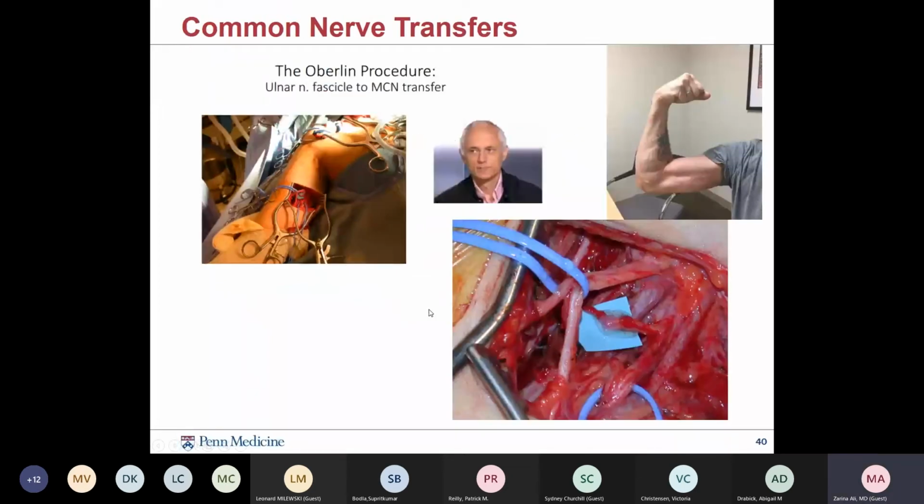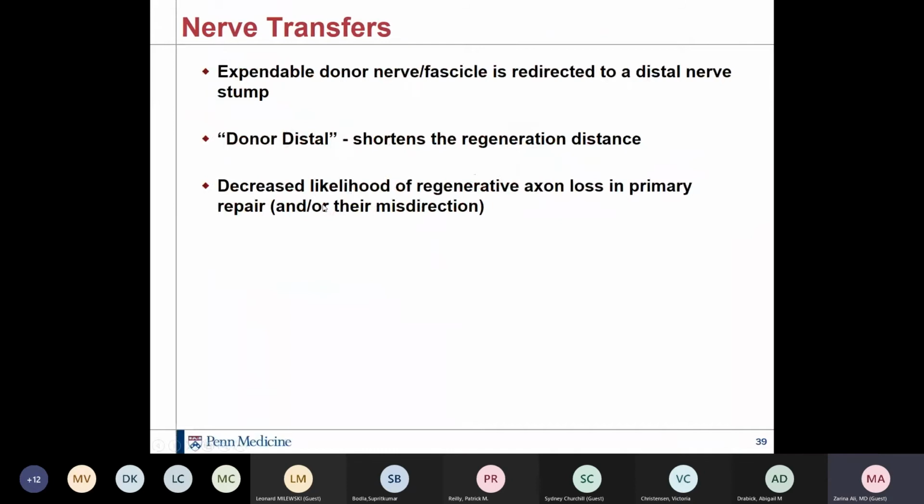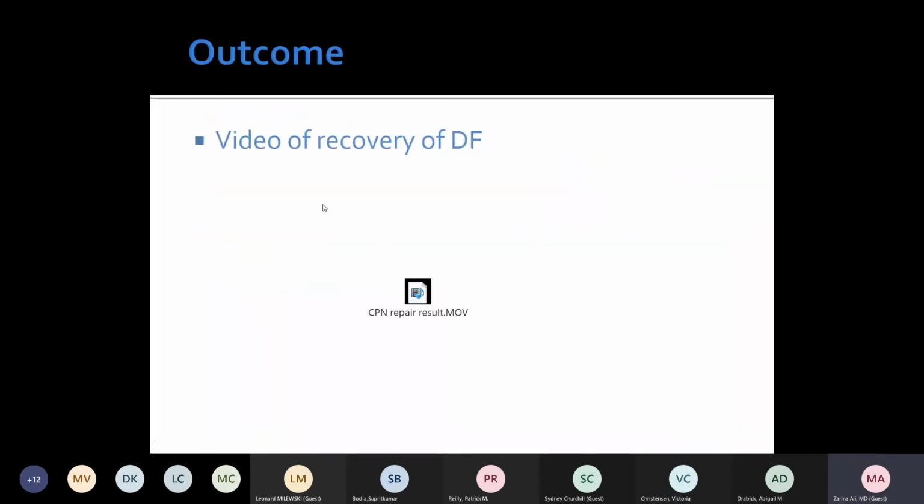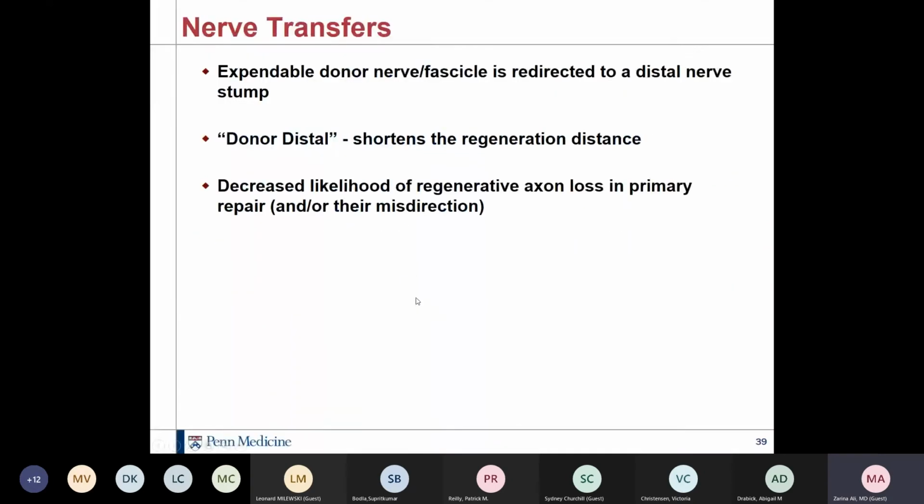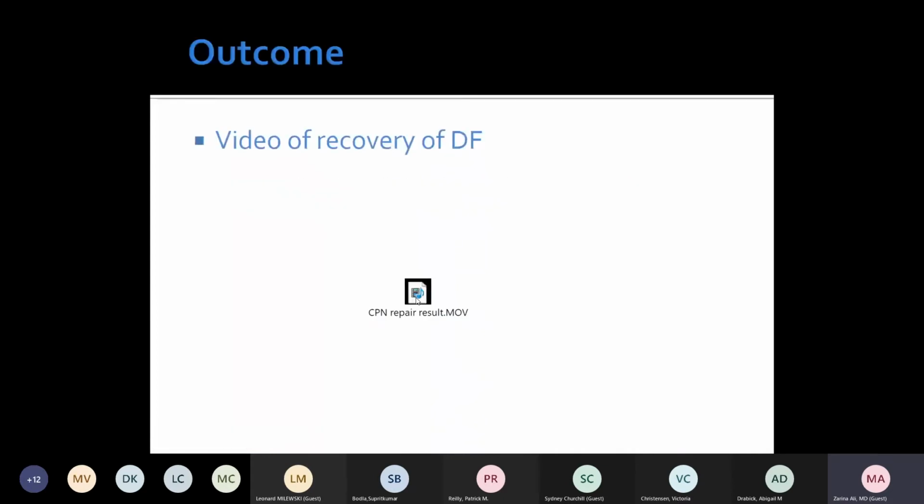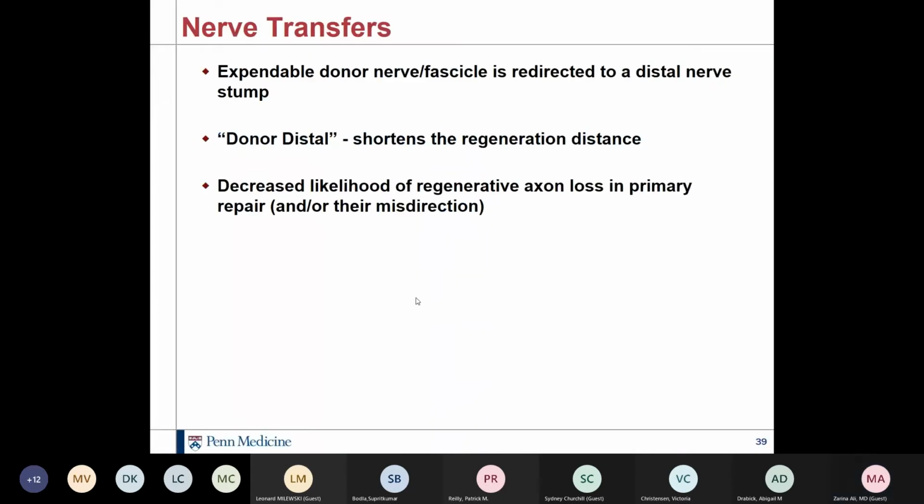Unfortunately, I'm not going to be able to show you this nice video of this patient's dorsiflexion coming back, maybe at the end of the talk if I still have time.